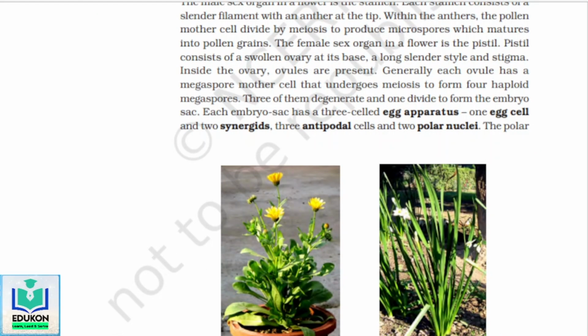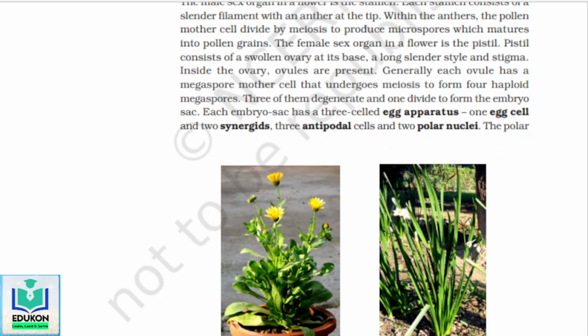The female sex organ in a flower is the pistil. A pistil consists of a swollen ovary at its base, a long slender style, and a stigma. So the pistil consists of all these three.